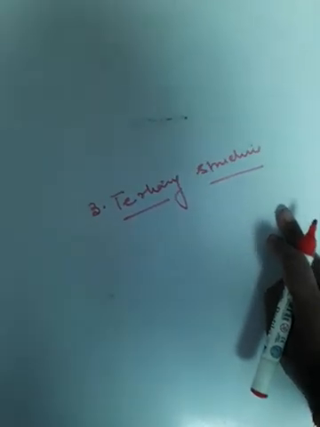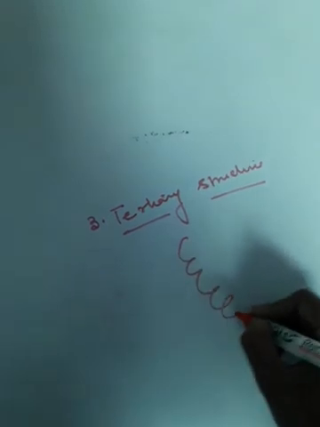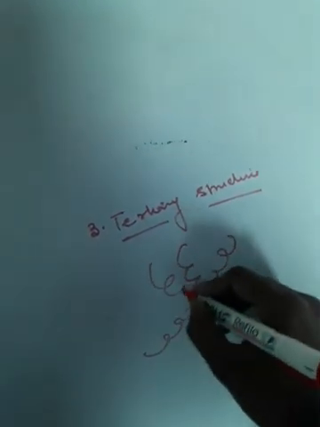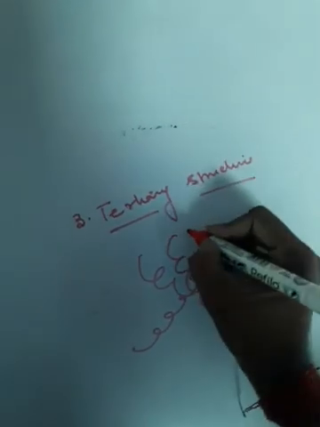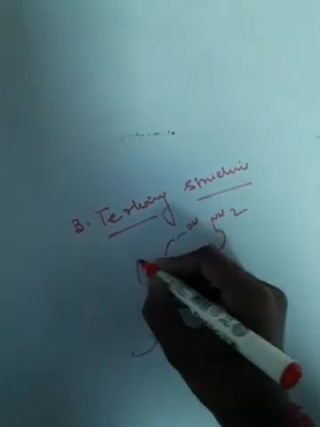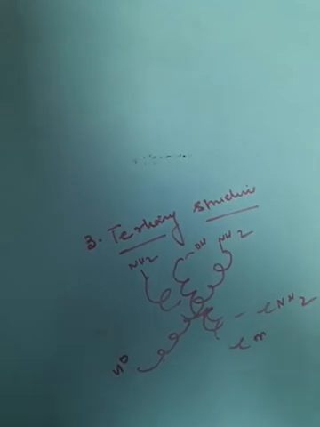Tertiary means, suppose that this is a polypeptide chain, this is also a polypeptide chain, this is also protein structure. In this, suppose this is the OH part remaining, and in this NH2 part, like that. This is NH2, this is OH, this is OH, this is NH2.